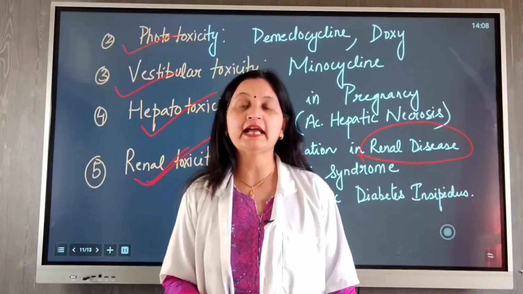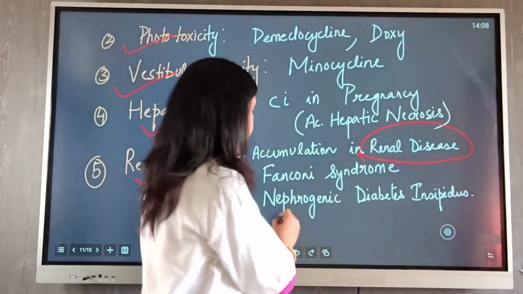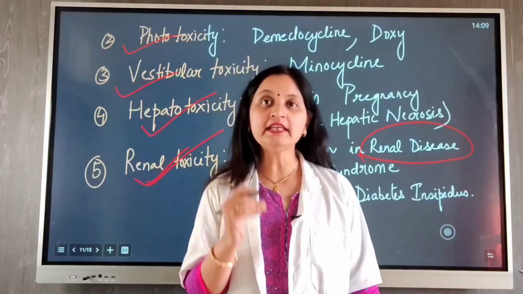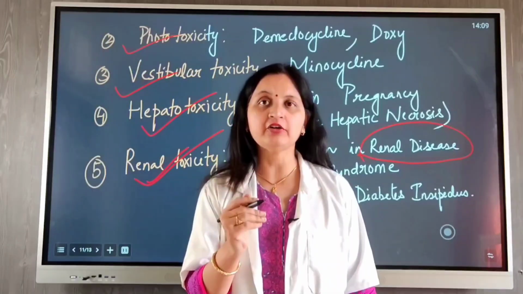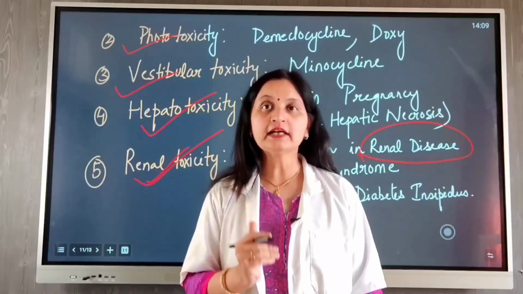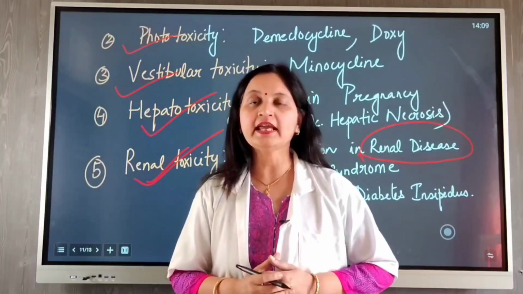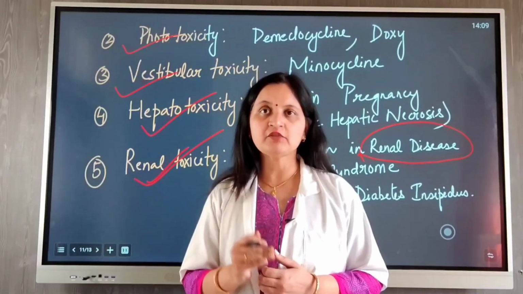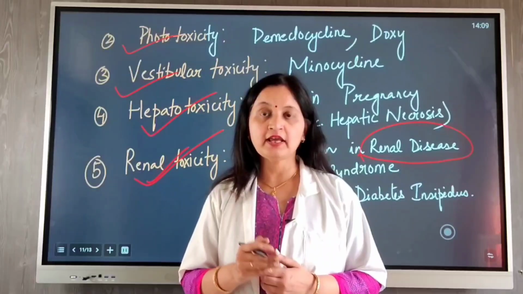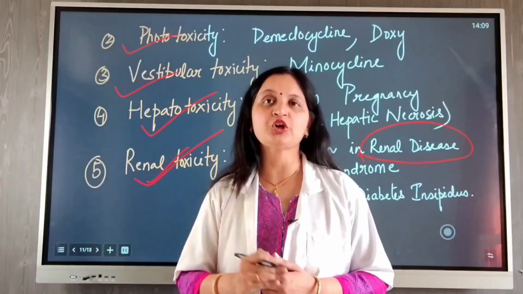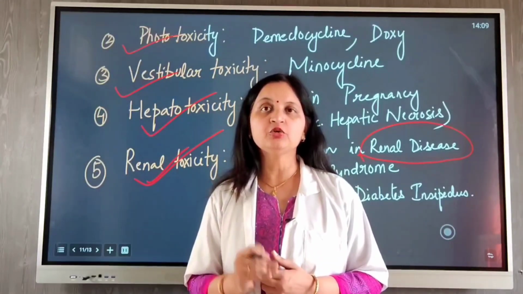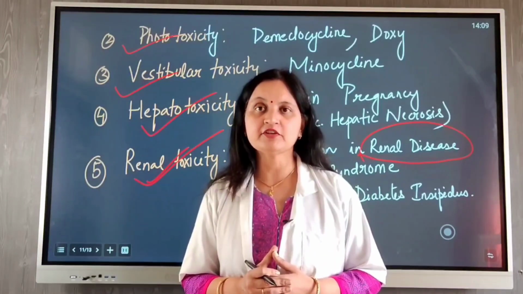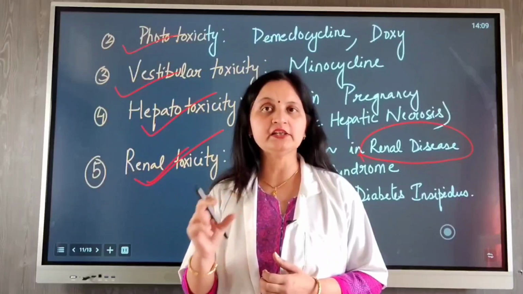Also, it has been reported that demeclocycline can induce nephrogenic diabetes insipidus, and this is due to blockade or inhibition of action of anti-diuretic hormone or ADH on the collecting duct. So since the ADH action on the collecting tubules is blocked, the water reabsorption property is blocked, and this leads to increased excretion of water in urine, leading to nephrogenic diabetes insipidus, which can be caused by demeclocycline use.